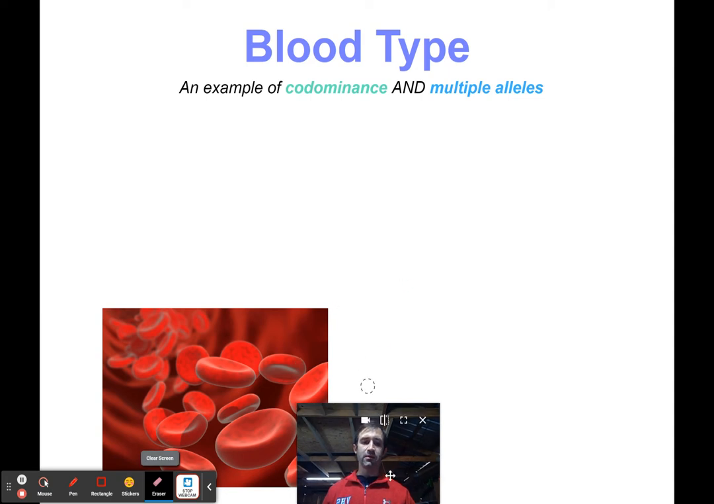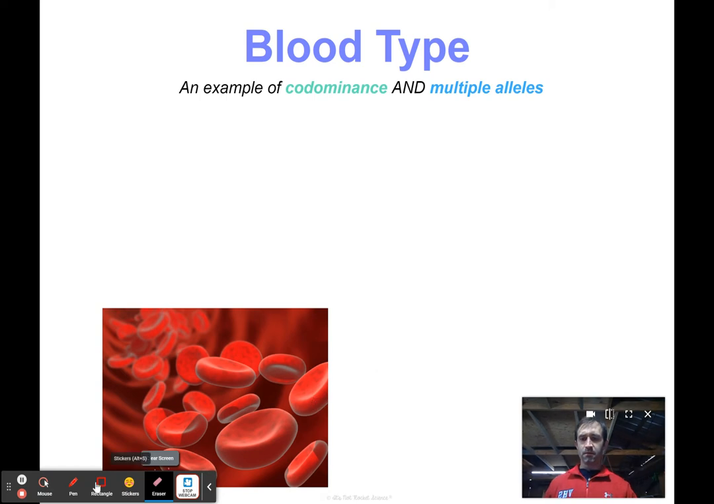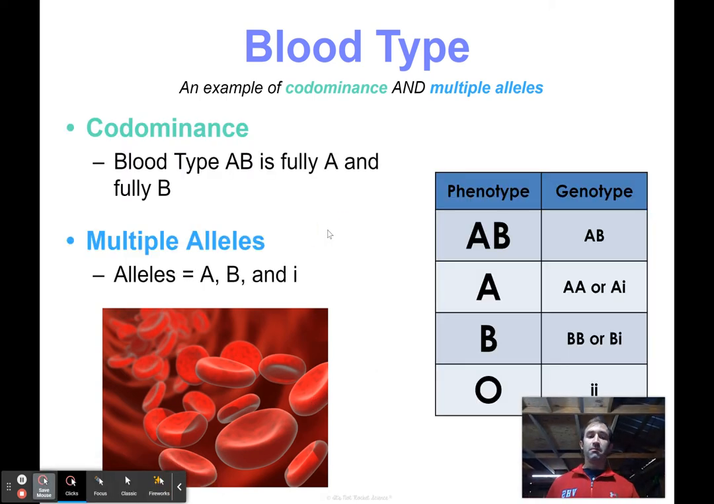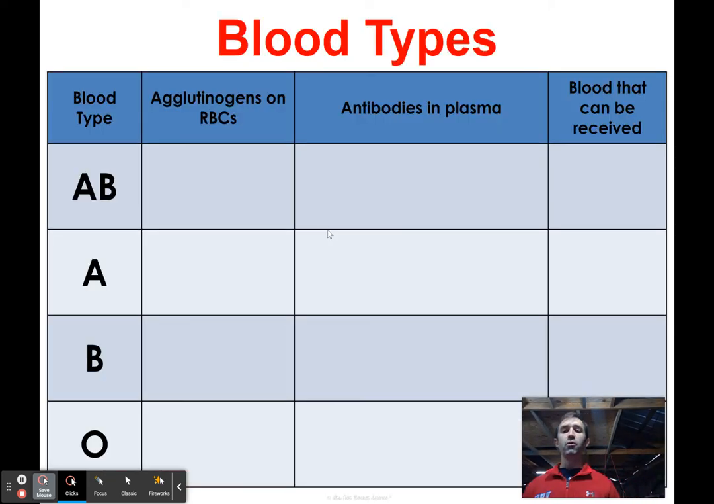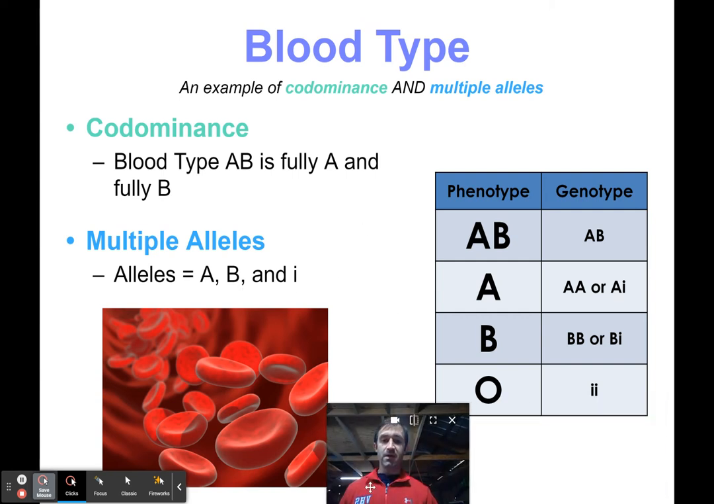Oh, blood type, cool. All right, so these are red blood cells right here. Blood type is an example of codominance and an example of multiple alleles. Multiple alleles just means you have more than two alleles for a trait. You have A, B, and O. O, you said that's not an O, that's an I. And it is an I, but we use a lowercase i to represent O.